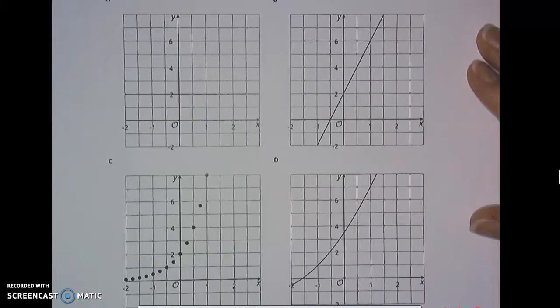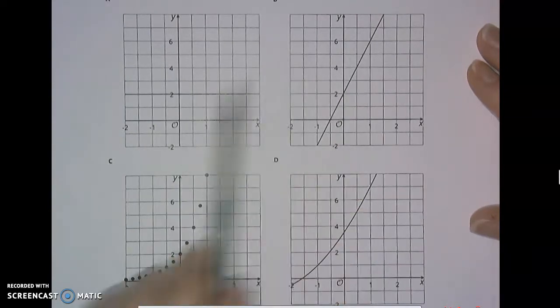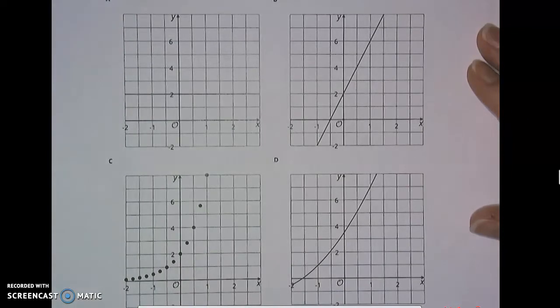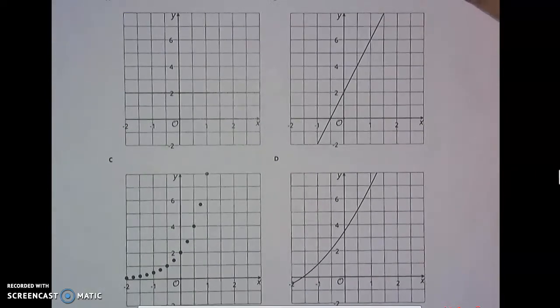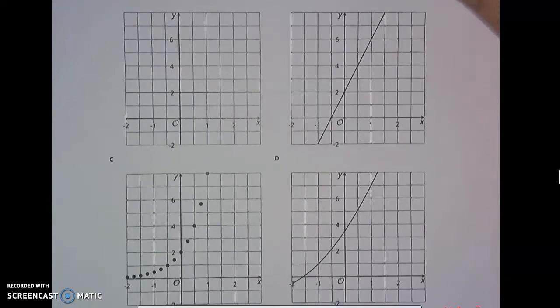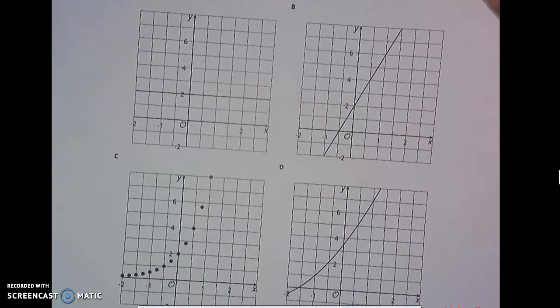Letter C, this is the only one that's not continuous. So this has each of the dots here, whereas all of these other ones are continuous functions. And letter D, this is the only one that doesn't have a y value at 2. Okay, it doesn't have a y-intercept of the point (0, 2). Now there could be other reasons why you find that those don't belong, but there's at least one reason for each of them not to belong.